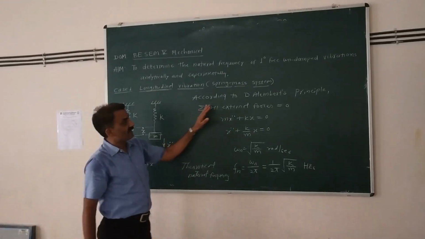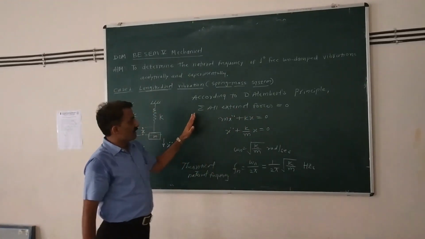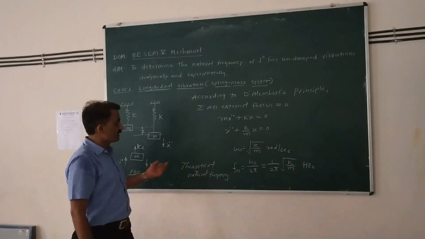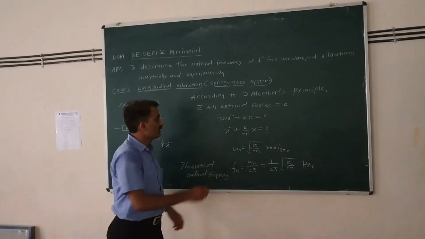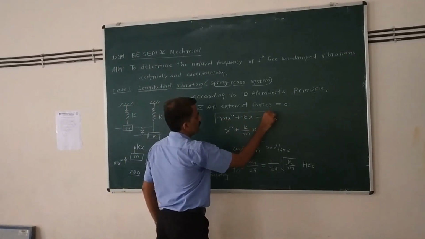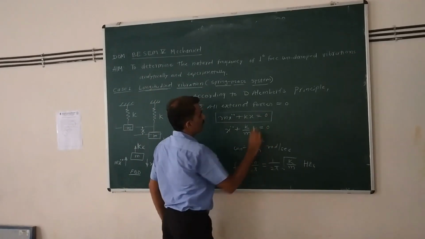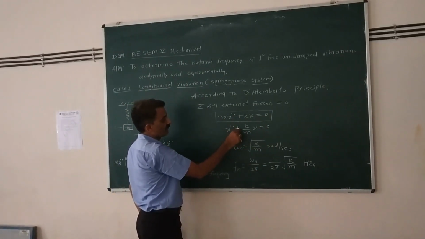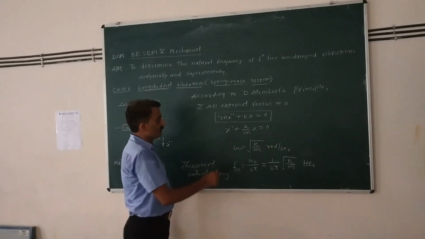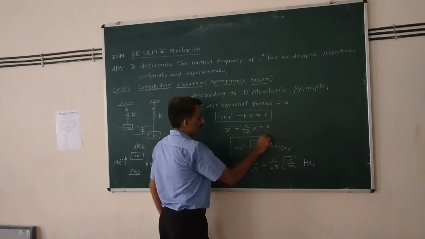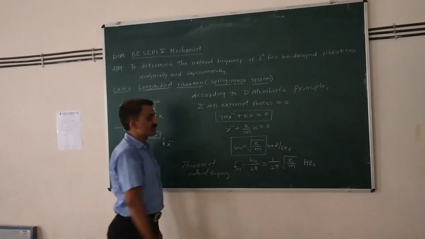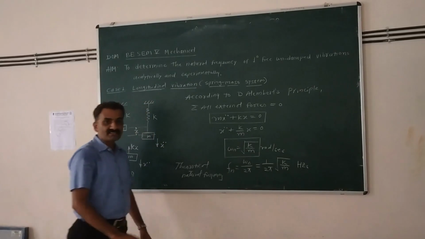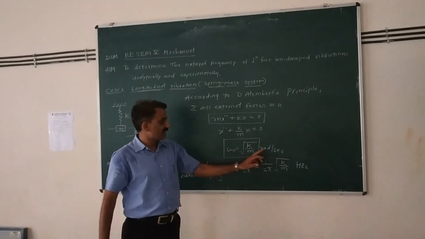According to D'Alembert's principle, the summation of all the external forces should be equal to 0. So m x double dot, the inertia force, plus kx equals 0, and this is called the equation of motion of free undamped vibration. Rearranging the terms, we get x double dot plus k upon m x equal to 0, where this term is called the natural frequency of free vibrations, where k is stiffness in Newton per meter and m is the mass in kilogram, and the unit is radian per second.